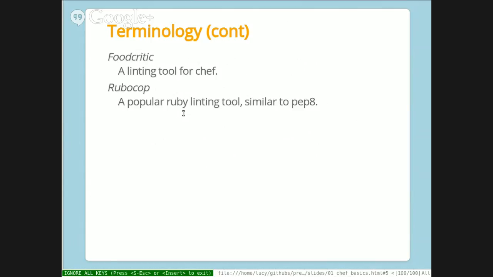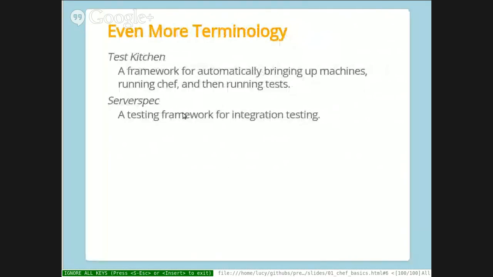Yeah. Foodcritic is specific to Chef. Rubocop is specific to Ruby. So Rubocop will give you general Ruby style guidelines. Foodcritic will give you Chef guidelines or feedback, I guess.